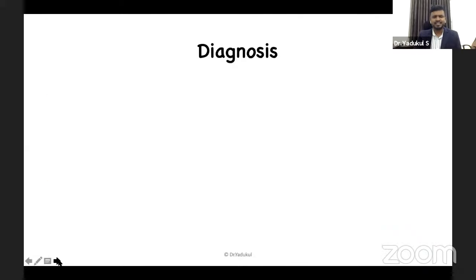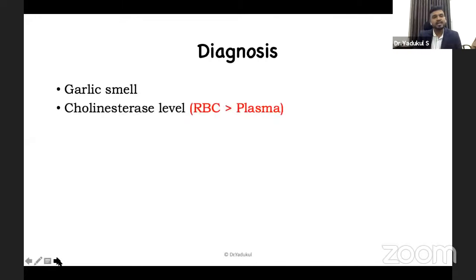So what other things do we have to look for to diagnose a case of OP poisoning? Garlic smell, as I said, is subjective. So we have to look into something which is objective. Even the intern, the final year student, and the professor should agree that this is a case of OP poisoning. What is that?